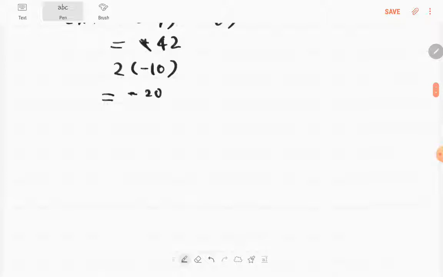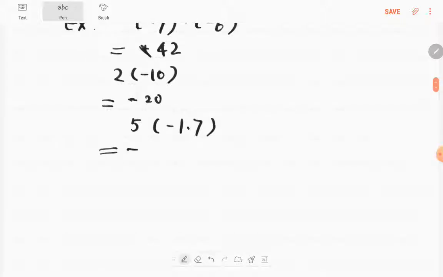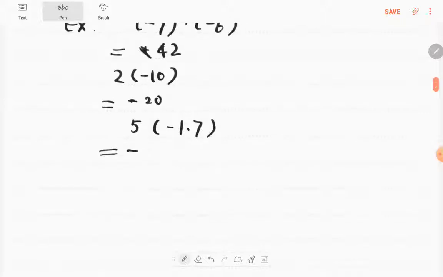Again, this time we do 5 times -1.7. Check the sign first to determine the sign of our answer. Positive, negative, different. So it's a negative sign in our answer. Then after that, 5 times 1.7, so it's just 8.5.